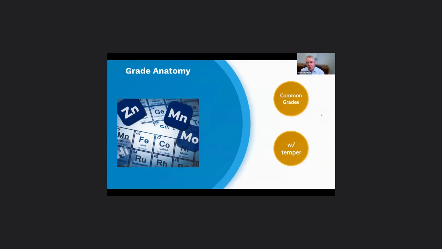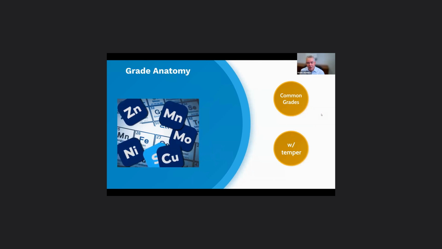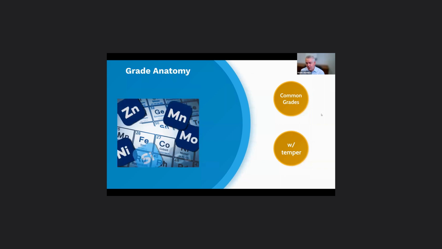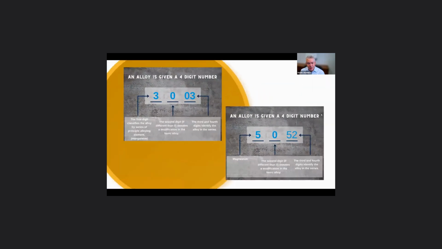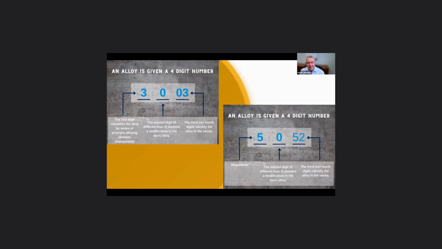All right, now we're going to go into grade anatomy. So these are common grades, and we're going to talk about the tempers a little bit. So, a little bit more nomenclature. Okay, so this is showing you a couple of different alloys. I should have Chelsea's pop quiz right here to see if everybody remembers what the ingredients are, but we're showing a 3 series and a 5000 series here.